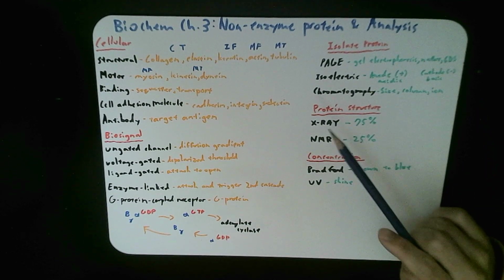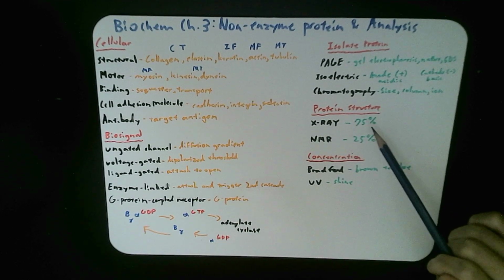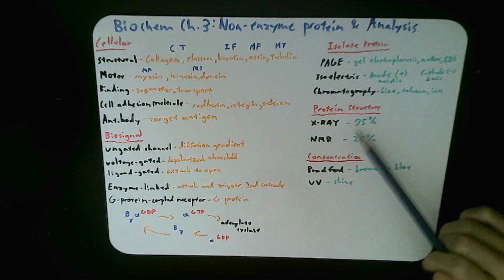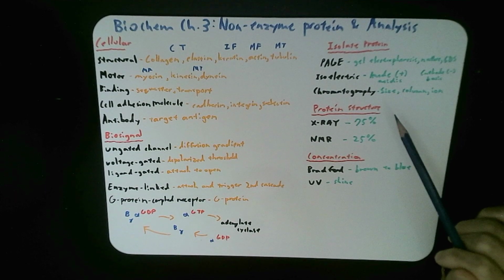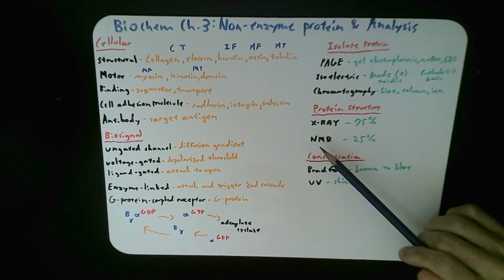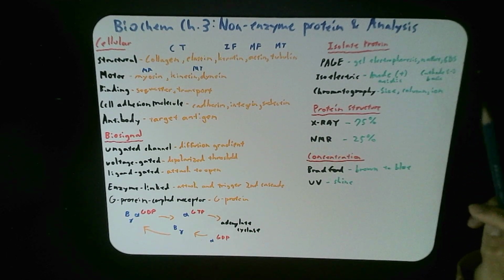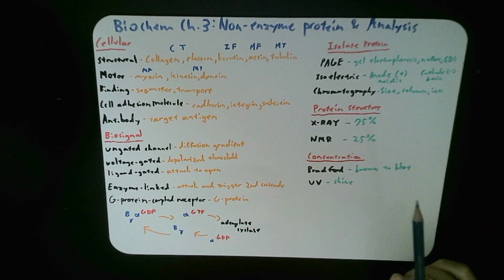We have ways to determine the protein structure: X-ray and NMR. X-ray is the one that's used mostly, for 75% of proteins determined, and nuclear magnetic resonance gets about 25% of the proteins we find today.